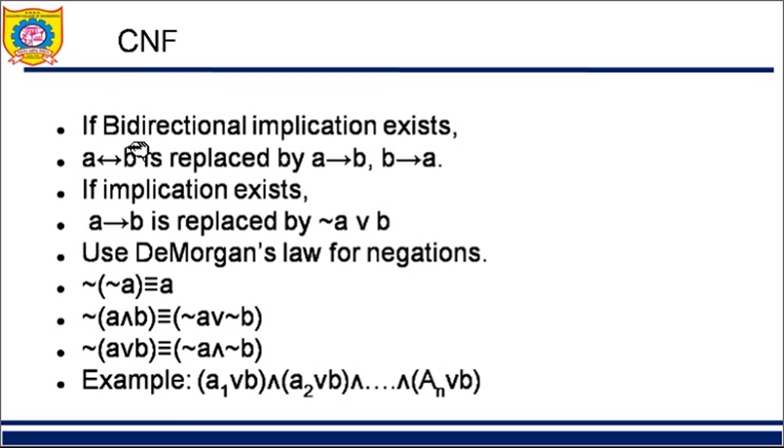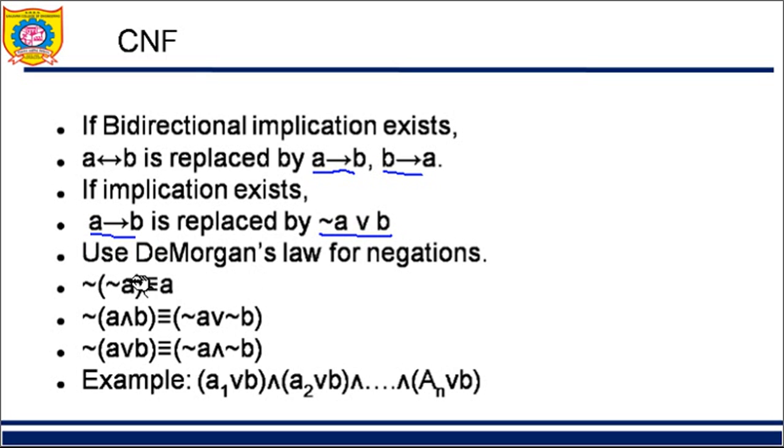How do I convert it into CNF? If I have a bidirectional implication, A bidirectional implies B, then in order to convert it into CNF, I need to put it in this format: A implies B, and B implies A. If an implication exists, if I have A implies B, I need to replace it by not A or B. This is the second rule.